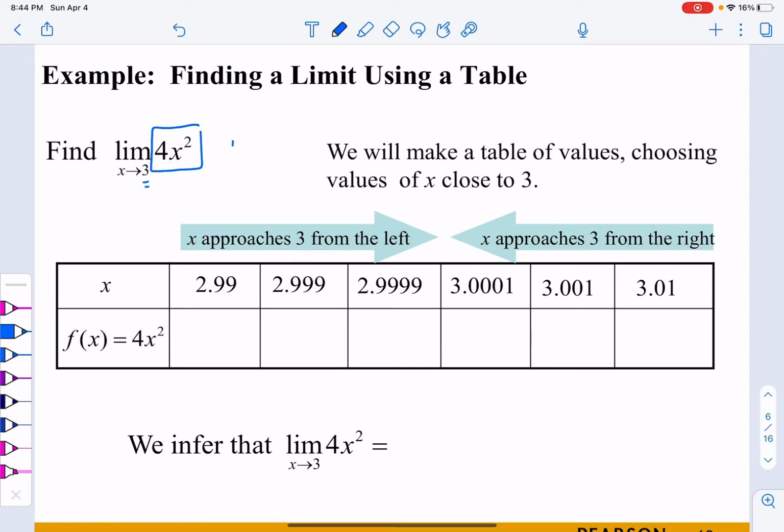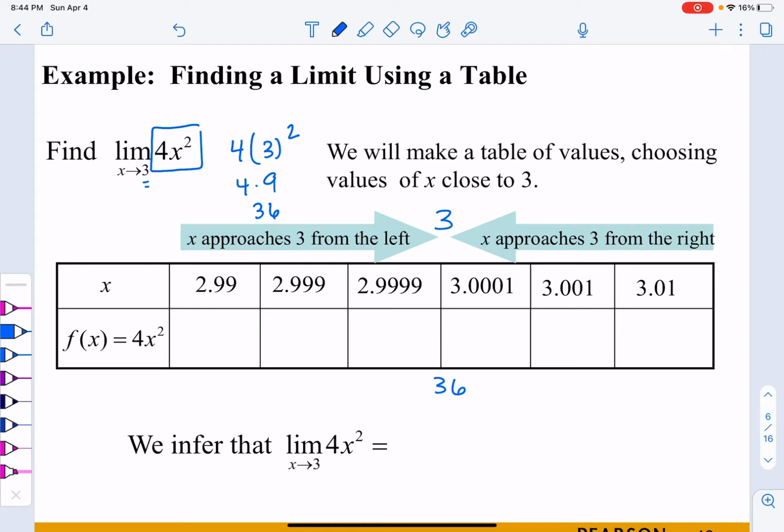So if I were to check it, 4 times 3 squared would give us 4 times 9, which gives us 36. We obviously are not going to have any problem evaluating this function. So we know that when x is equal to 3, we end up with 36. But we're going to show why that is true, because as I said, not all of these limits are going to exist at that value. So it says we make a table of values choosing values of x close to 3.